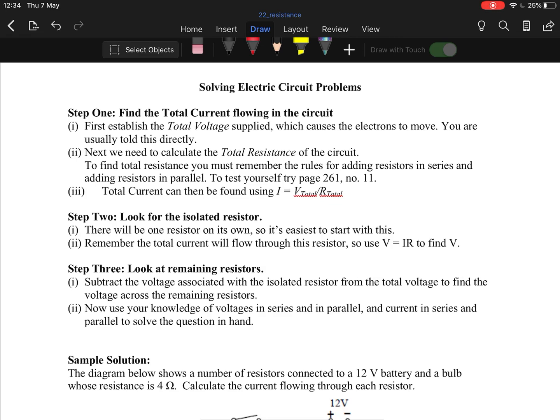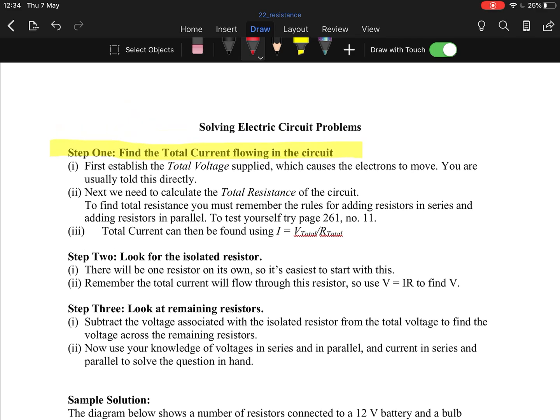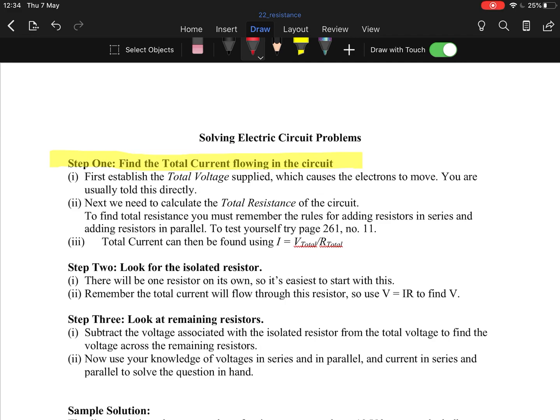So basically, for all circuit questions, there is a pattern. If you follow this method, you will be able to answer every single circuit question without fail. There are 3 steps. I'm going to talk you through the 3 steps, and then I'm going to give you the example. So step 1, establish the total voltage supplied.